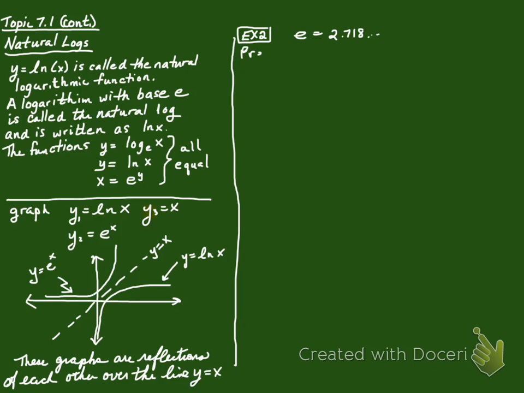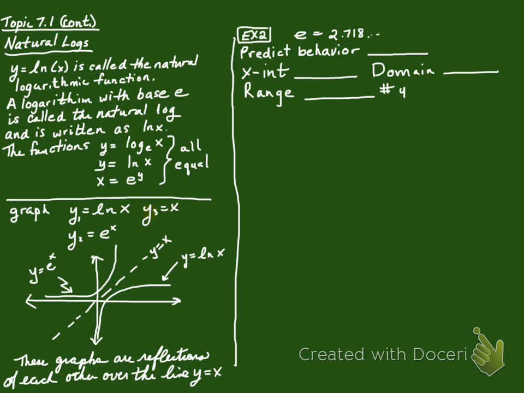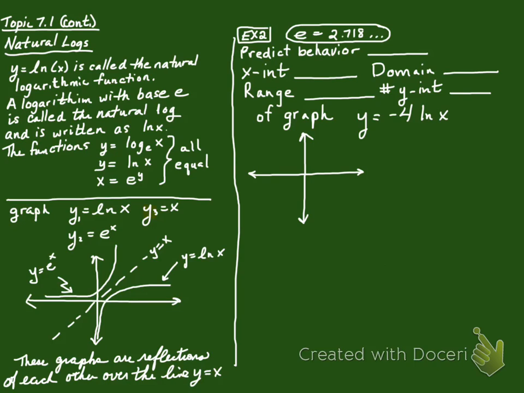In example 2, we just want to say that e is actually an irrational number that has a value of 2.718, and it just keeps going. Now it asks us to predict the behavior, the y-intercept, the x-intercept, the domain and the range, the number of y-intercepts of the graph y equals -4 times the ln of x.